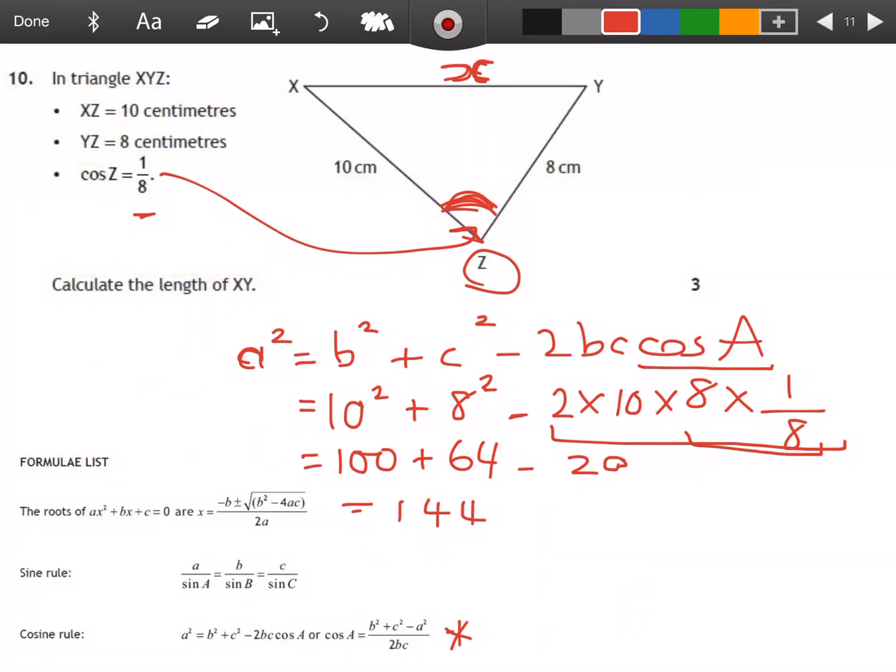144. Now remember this formula says a squared equals. So if we've got a squared equals 144, we don't leave it like that. A is the square root of 144. A is actually 12. And I suppose we're not really saying A, we're saying side x or xy. But 12, put the units in, centimetres.